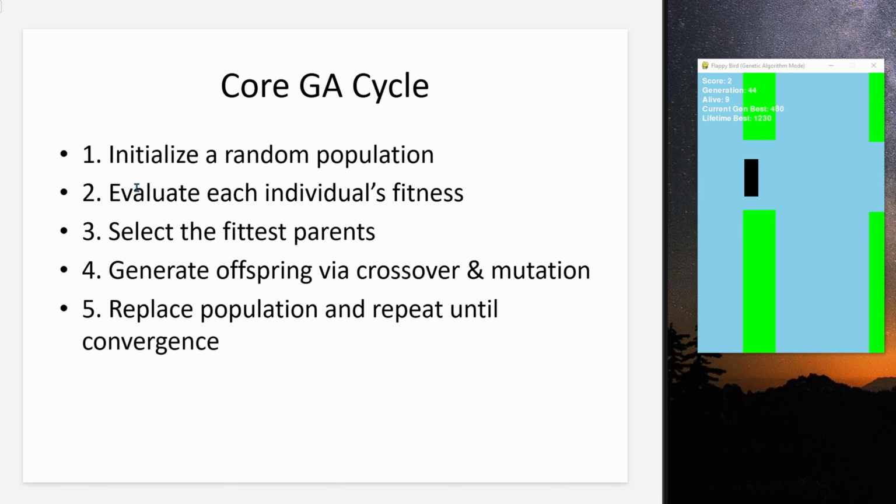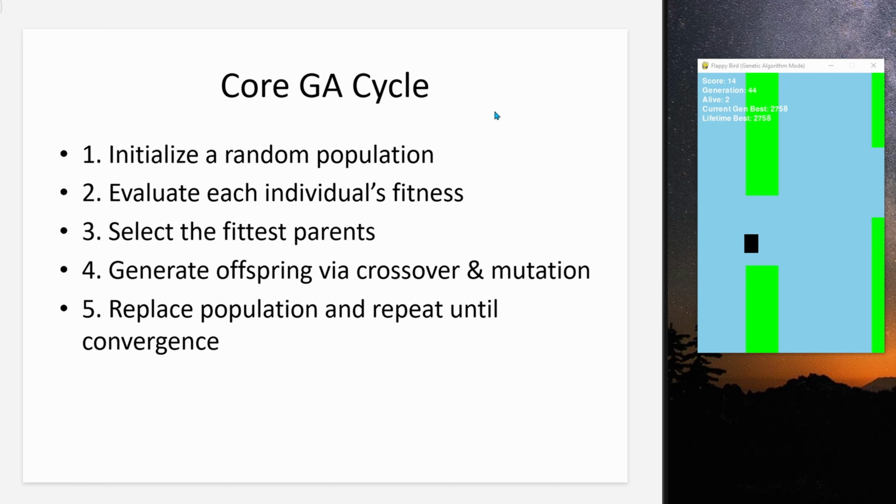So this is our core genetic algorithm cycle. You start with a random population, and you evaluate each individual's fitness. As we can see, we're already on generation 44, and we have a series of birds that are already doing pretty well in the game just from this session alone.